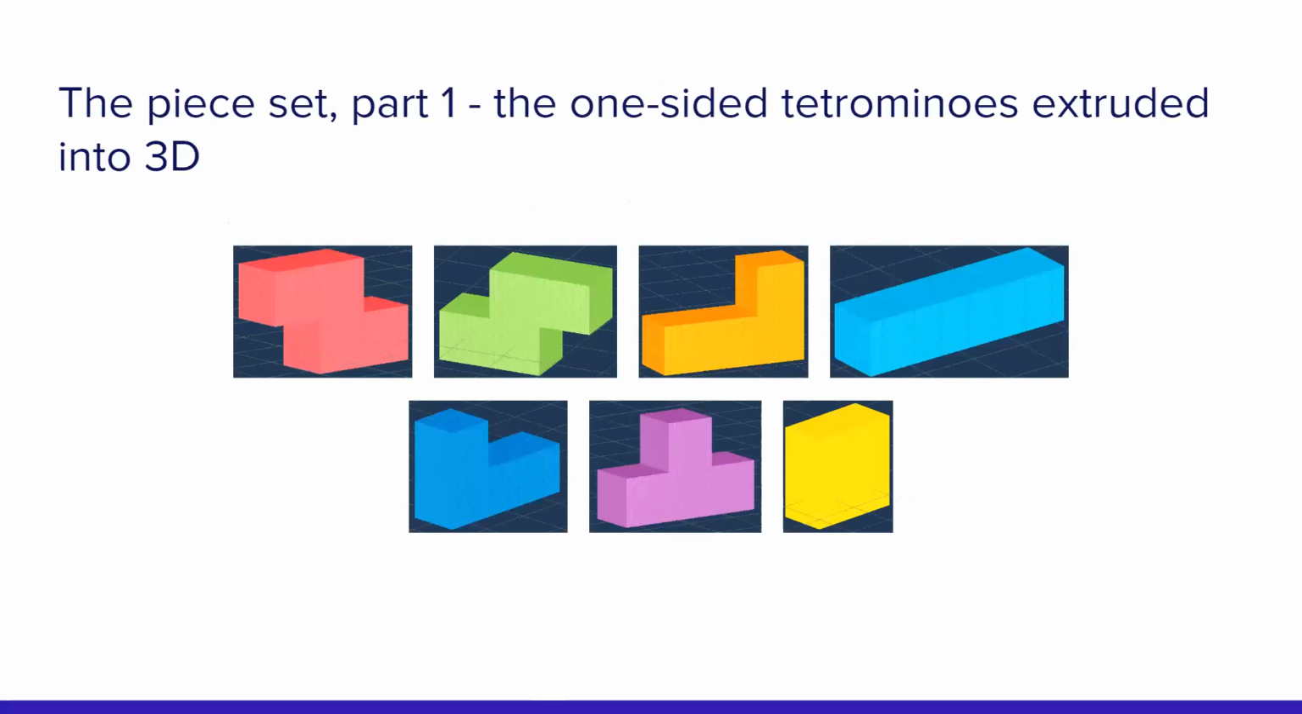On to the building blocks of the game. Part 1: the one-sided tetracubes. As I mentioned before, these two are chiral pairs in 2D, but they are the same in 3D. So are these two. T, I, O, Z, S, L, J.